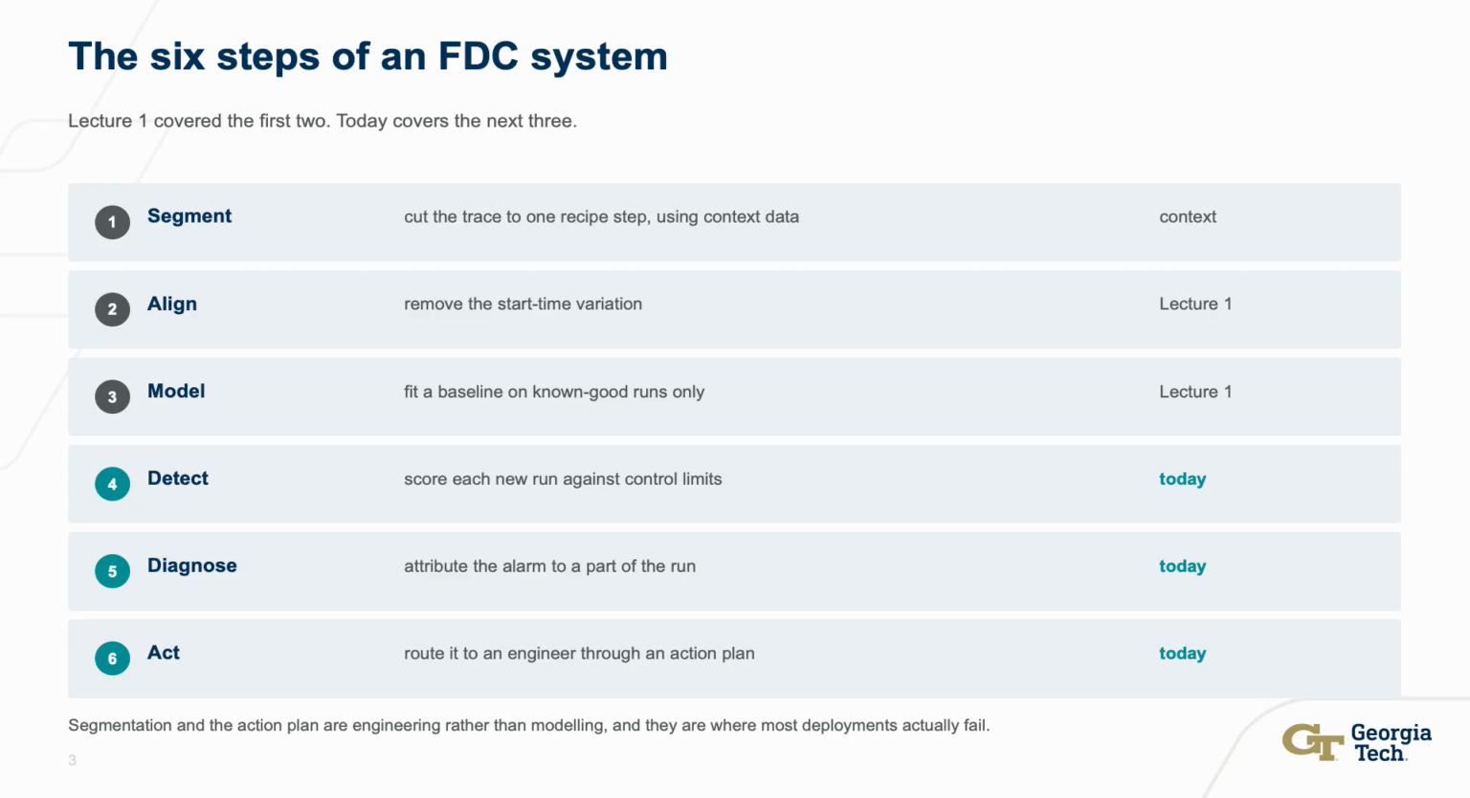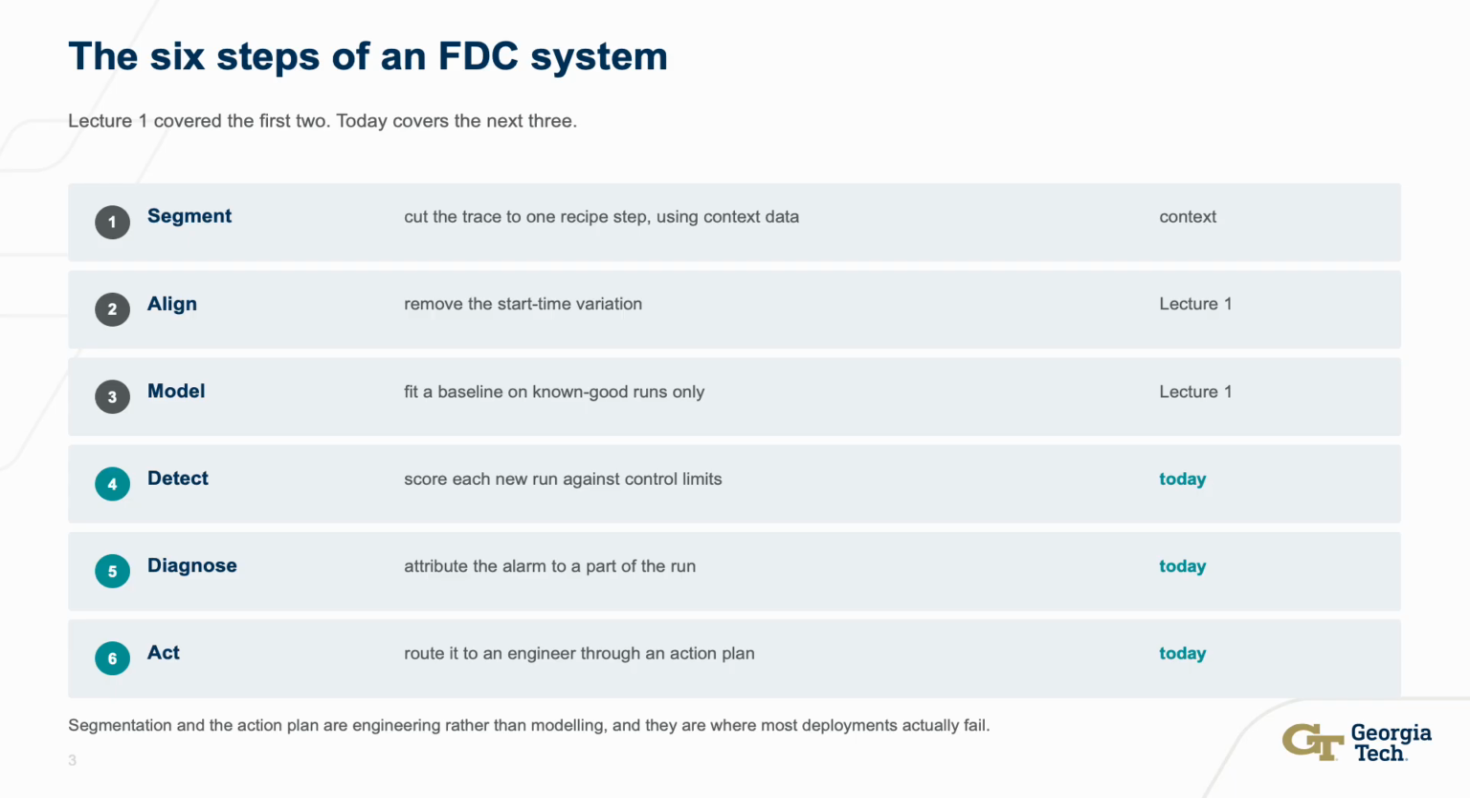One remark about 2 steps we are not covering. Segmentation and the action plan are engineering rather than modeling, and in my experience they are where most deployments actually fail. A beautiful detector attached to a badly segmented trace or wired to an alarm nobody reads does nothing.